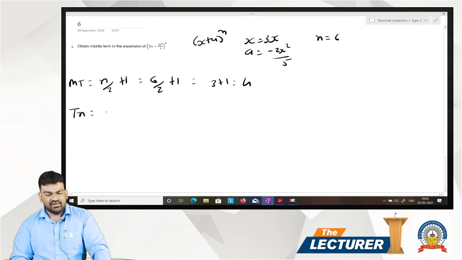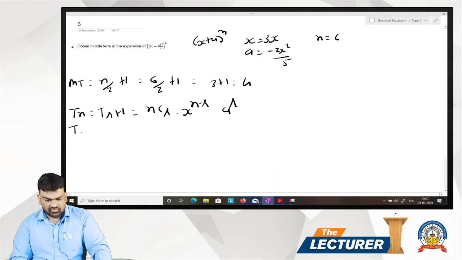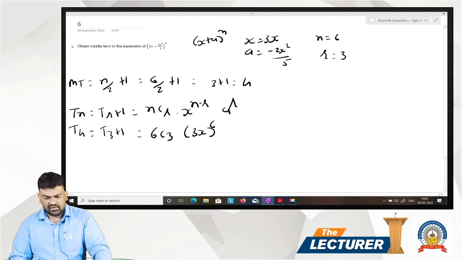What is the term? Tn is equal to T(r+1) = nCr x raised to n minus r, a raised to r. We have to find out T4, that is T(3+1). So our r is equal to 3. Now n is 6, 6C3, x is 3x raised to 6 minus 3, a is minus 2x square divided by 5 raised to 3. 6C3, 6 multiplied by 5 multiplied by 4 by 3 by 2, that is 20.